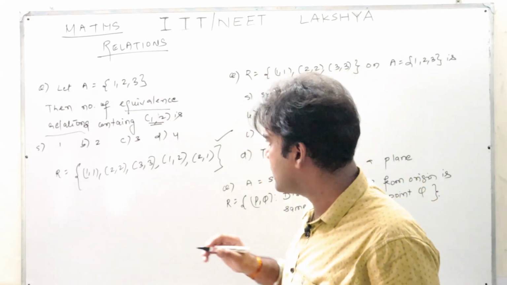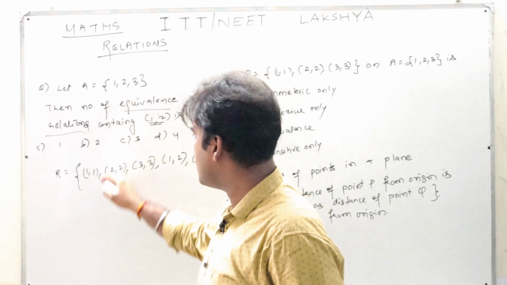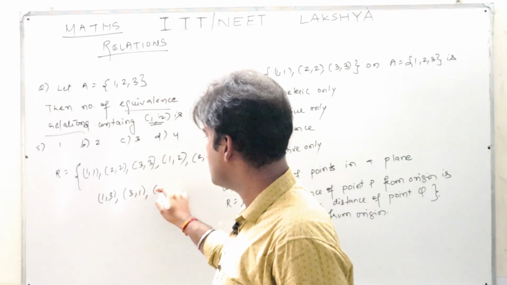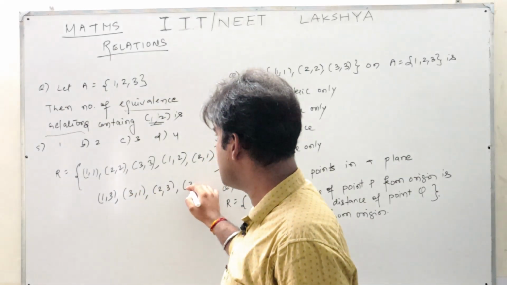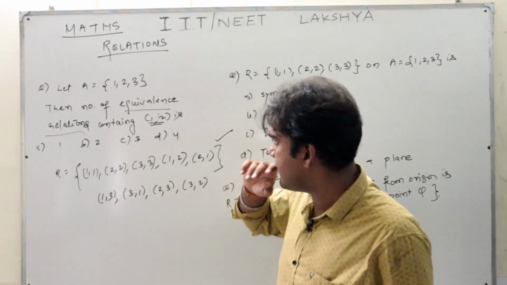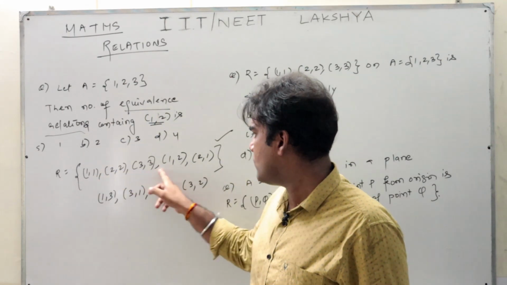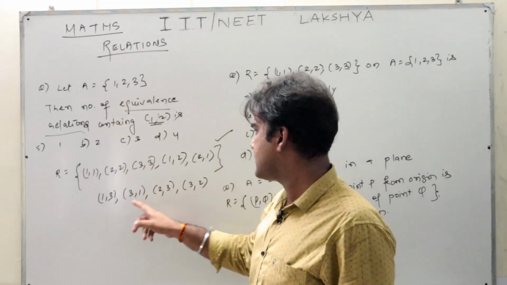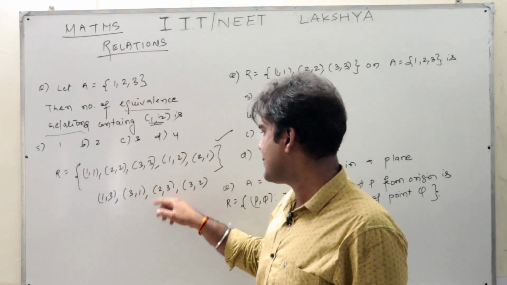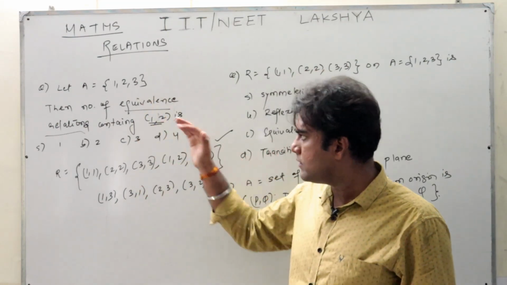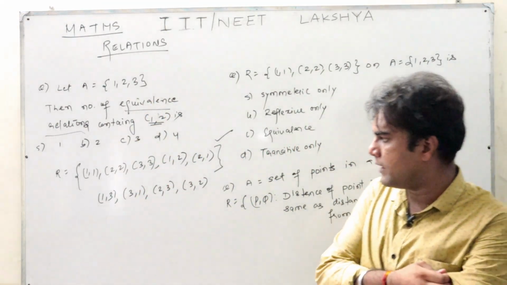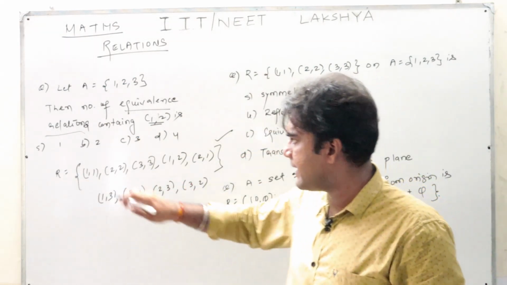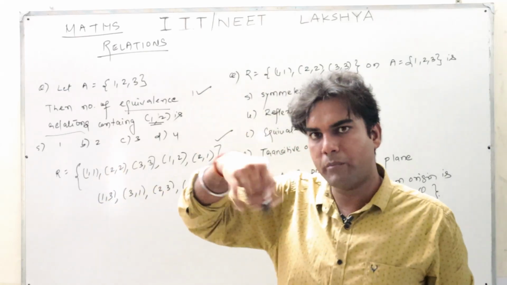Now what ordered pairs are we left with? We are left with the ordered pairs (1,3), (3,1), (2,3) and (3,2). If you see carefully, the total set of ordered pairs would have been (1,1), (1,2), (1,3), (2,1), (2,2), (2,3), (3,1), (3,2), (3,3), but this is the smallest equivalence relation. So one equivalence relation we already got. Now let us see whether many more can be created or not.